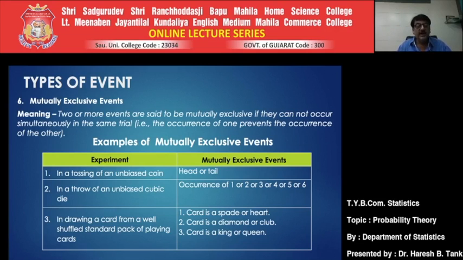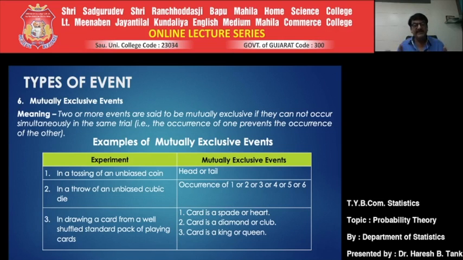In drawing a card from a well shuffled standard pack of playing cards, getting a card that is a spade or heart. Look, while drawing a card, there are 4 different types. Again, I am coming back to the classification of these playing cards. There are 52 cards. In these 52 cards, 26 of them are of red color, 26 of them are of black color.